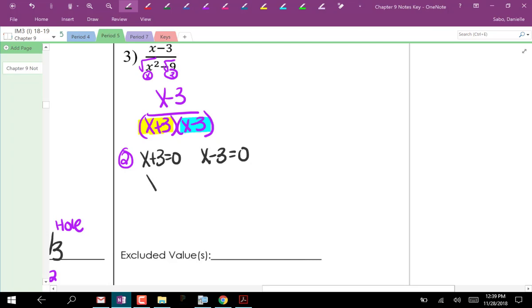Good, I would subtract 3. So x cannot be negative 3. That's one of my excluded values. What about the other one? Good, plus 3. Do we have questions there? And I'm just going to draw an arrow because I don't want to rewrite it.